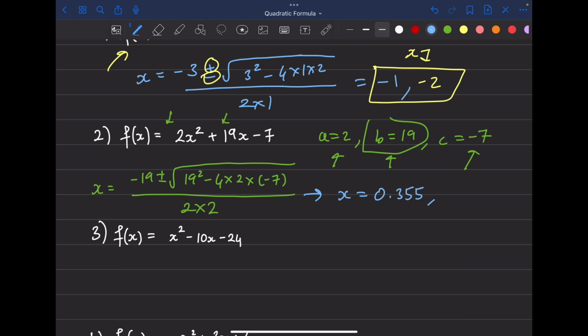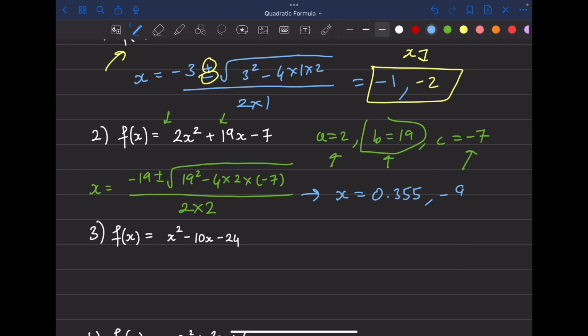My second x value, all I'm going to do is change the sign being used between these to be the subtraction sign, because I already used the addition. So it would be negative 19 minus the square root of 19 squared minus 4 times 2 times negative 7, all over 2 times 2, and that will give me a weird number once again. In this case, it is negative 9.855.